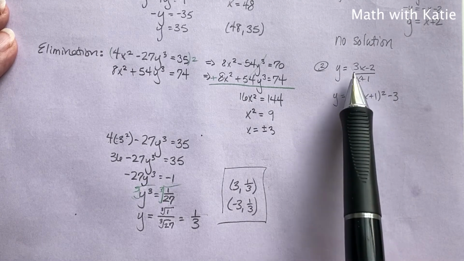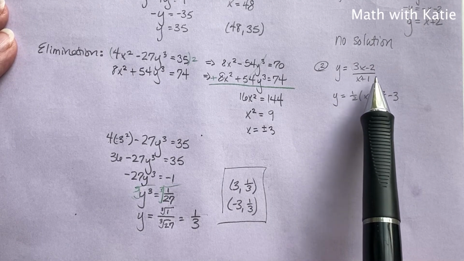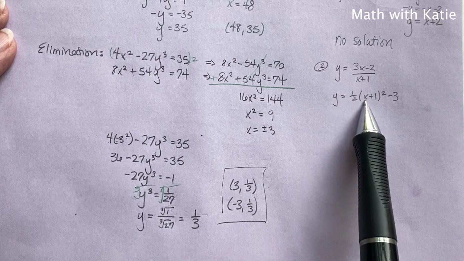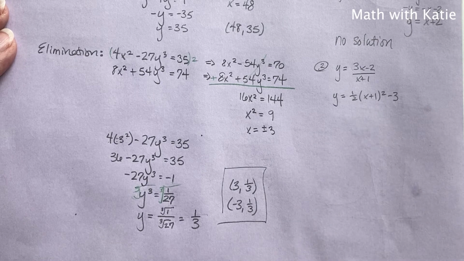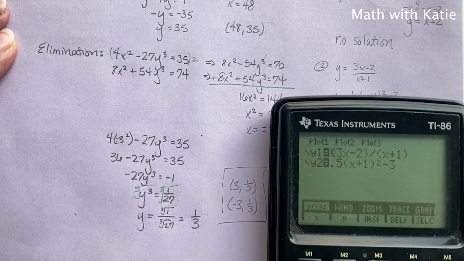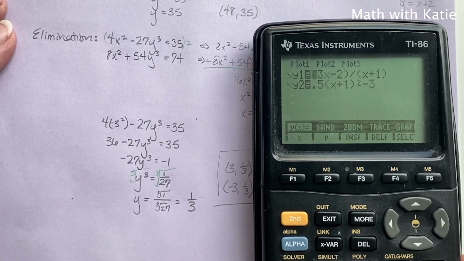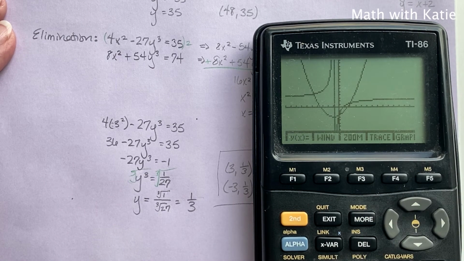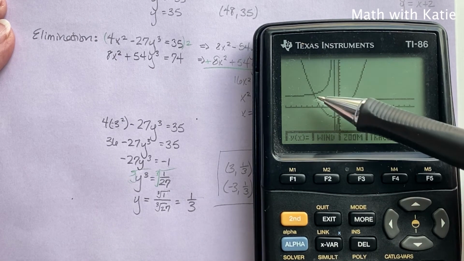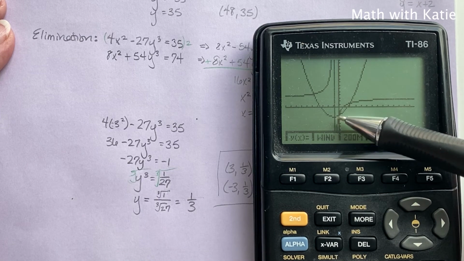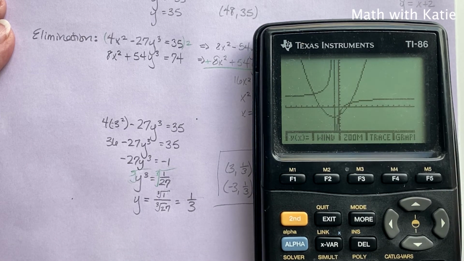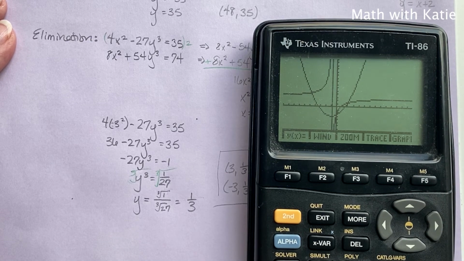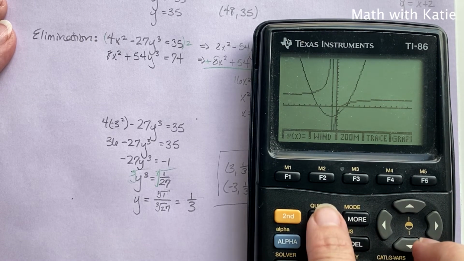All right, what if these were our next two equations, okay? So we have y equals 3x minus 2 divided by x plus 1, and also y equals 1/2 times x plus 1 squared minus 3, right? So we plug those into our calculator, and this is our graph, okay? So we have 1, 2, 3 areas of intersection, okay? And what we're going to do is just ask our calculator to calculate that for us.